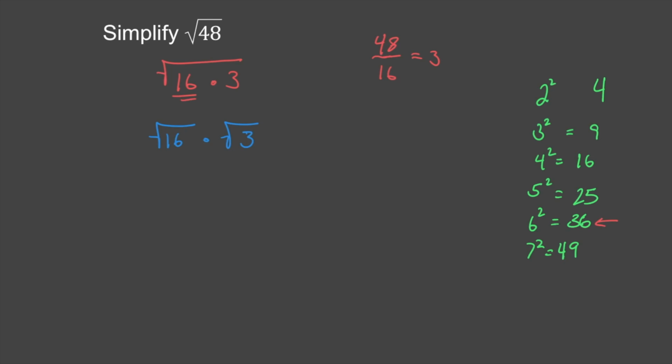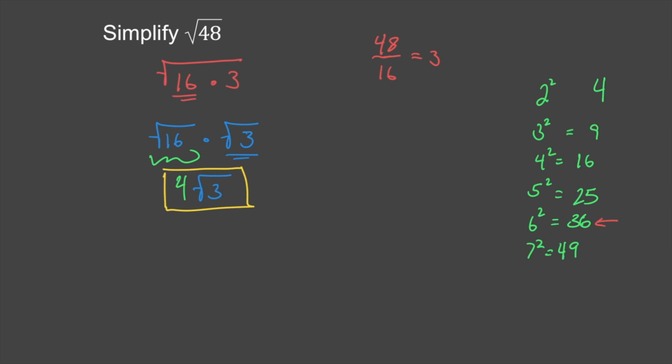Now, if you're doing this process right, one of them should be a perfect square, and the square root of 16 is a perfect square. The square root of 16 is 4. We can't take the square root of 3, so it's just going to come down and stay square root of 3. So the final simplified version of this radical would be 4 square roots of 3.